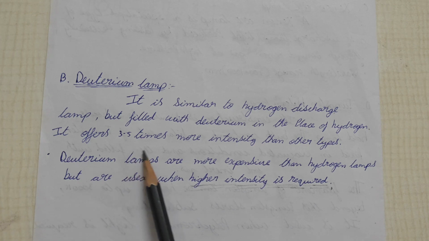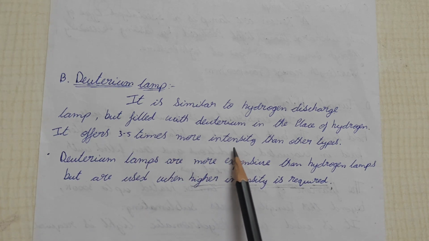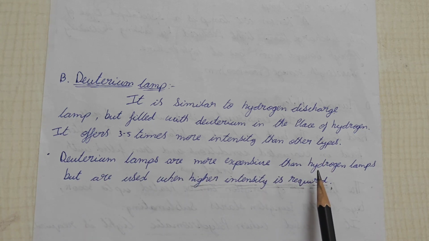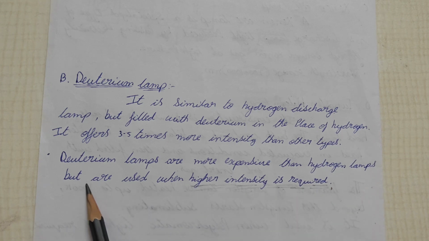It offers 3 to 5 times more intensity than other types. Deuterium lamp is more expensive than hydrogen lamp, but it is used when higher intensity is required. These are the different types of light source.